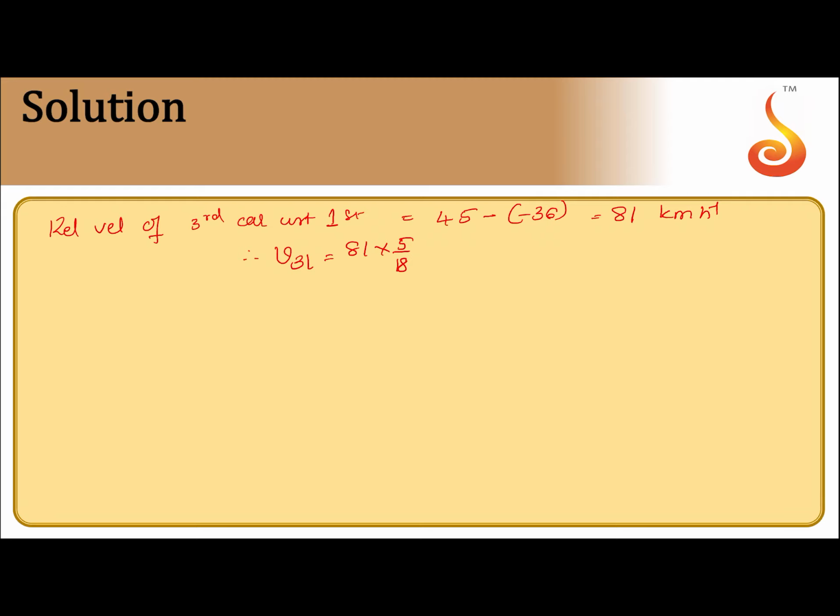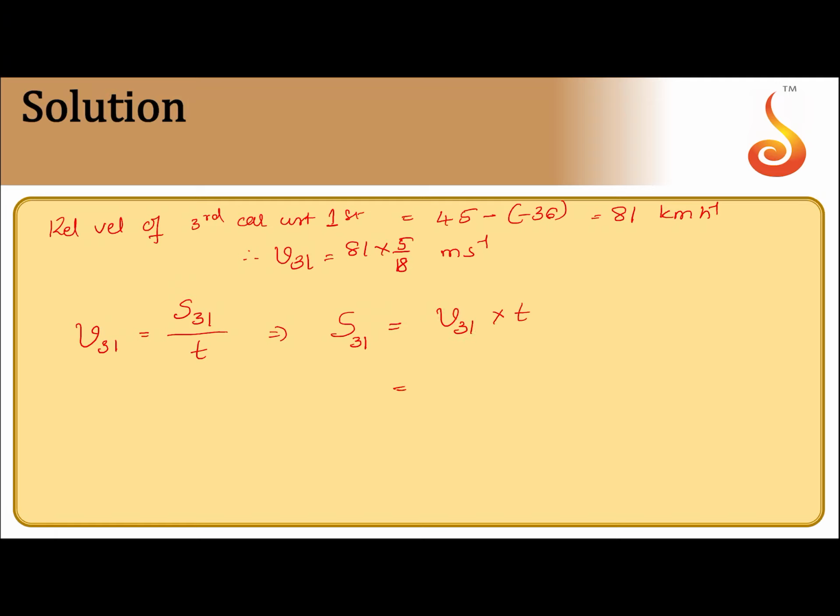So, this is V31, this is meter per second. Now, relative velocity of 3 with respect to 1 is relative displacement of 3 with respect to 1 divided by time taken. That gives me relative displacement of 3 with respect to 1 is equal to velocity of 3 with respect to 1 into time taken.